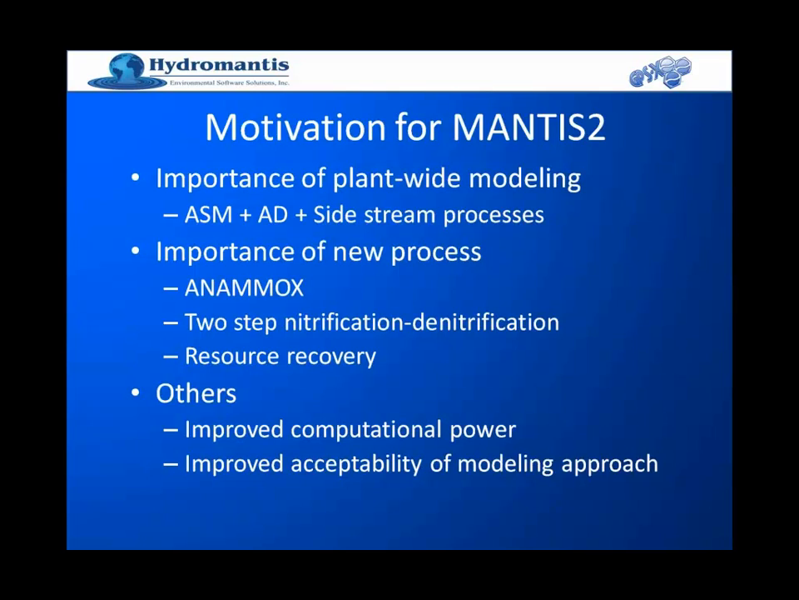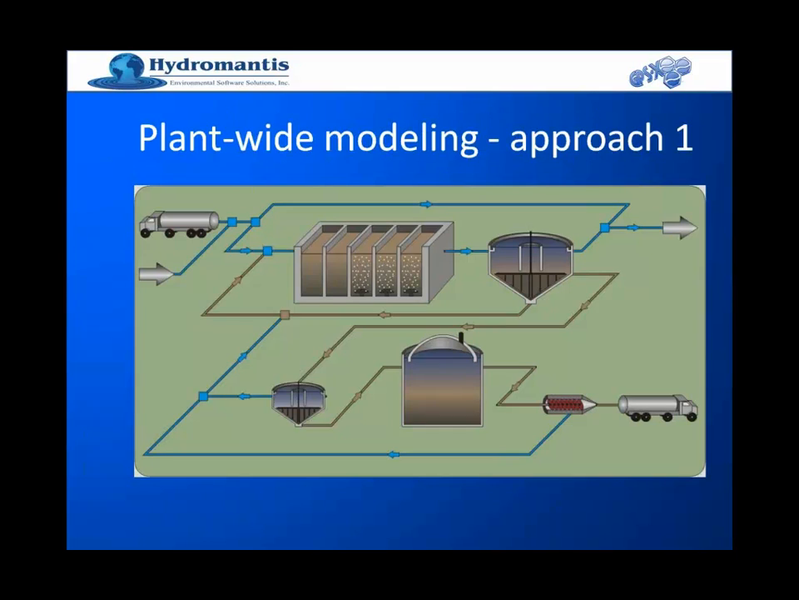Another motivation to go for a more comprehensive model, which is more complex and has more reactions built into it, is that we now have improved computational power, so it's possible to go for more complex models and solve them efficiently. Also, since the publication of ASM1, there has been improved acceptability of modeling approaches. So these are some of the motivations we had to develop a new comprehensive model, Mantis2.